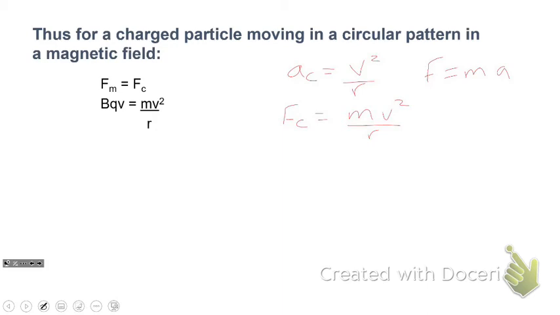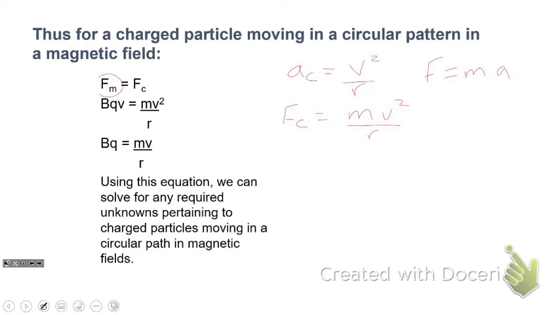Are you guys okay with this? Okay, so make sure you know that, and then you get QVB is equal to Fm on there. This is a need to know. And then that just simplifies because your velocities cancel. So we can use this equation to find any unknowns pertaining to charged particles moving in a circular path in magnetic fields, kind of like those experienced by the Northern Lights, right?